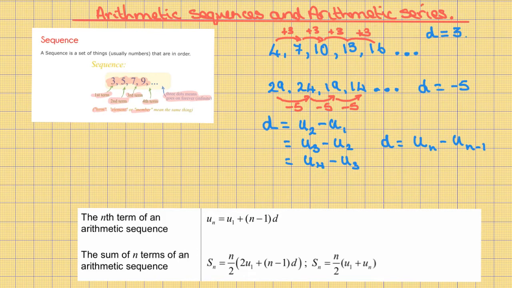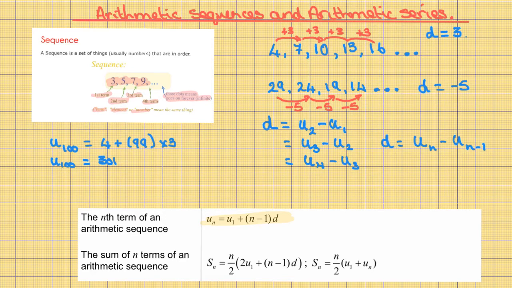If you wanted to find the 100th term in the first sequence 4, 7, 10, 13, 16, you could just keep adding 3 until you got to the 100th term, but it would take a long time. In an exam, you can use the nth term of an arithmetic sequence, this formula. So, if you want U100, is equal to U1, the first term, 4, plus n minus 1, n being 100, so that's 99, times D, which is 3. So using a calculator, U100 is 301.